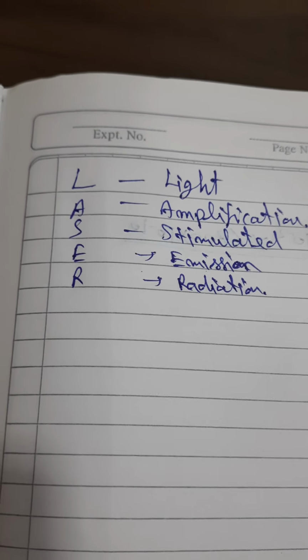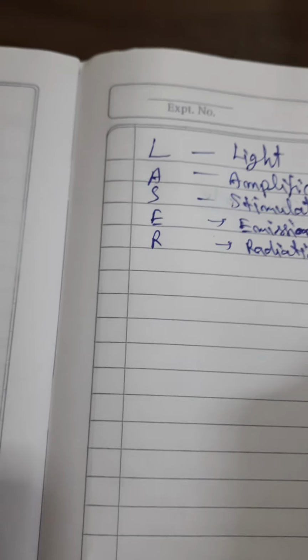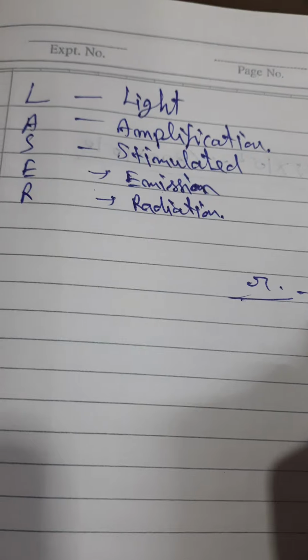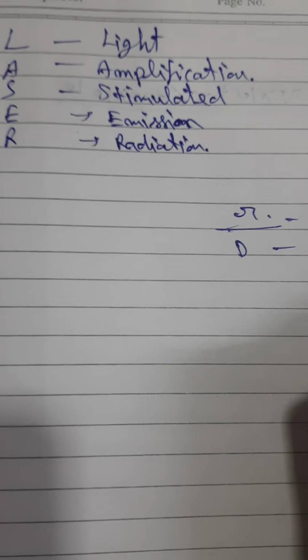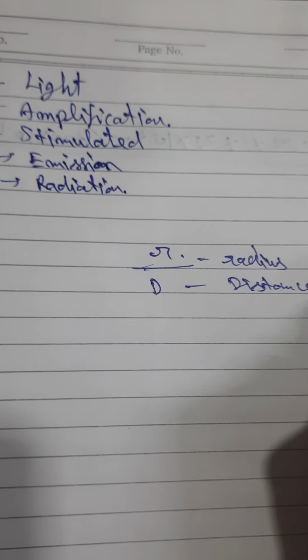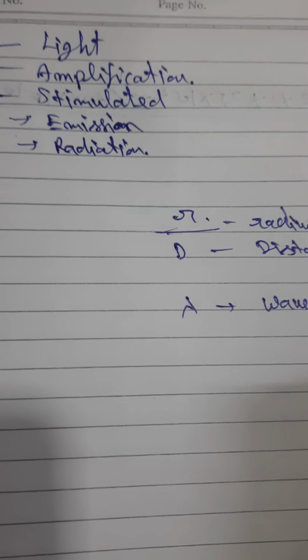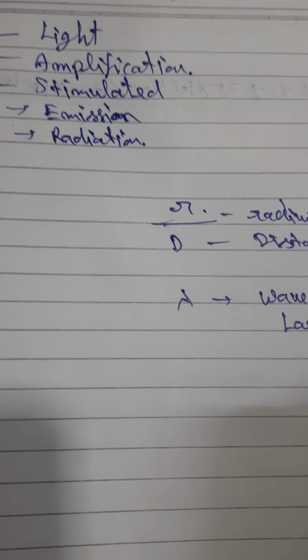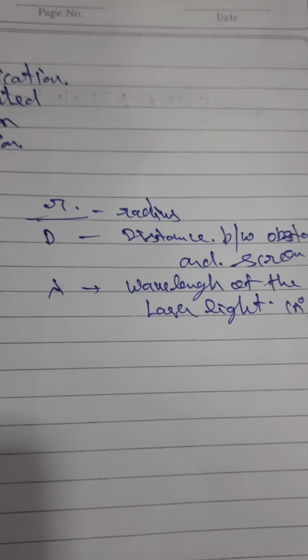So if the radius of the first dark ring is represented by small r, and if capital D is the distance between the obstacle and the screen, which we will measure in meters, and if lambda is the wavelength of the laser light, which you can have in angstrom and then convert into meters.